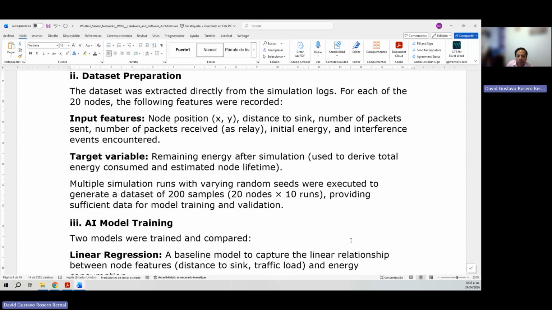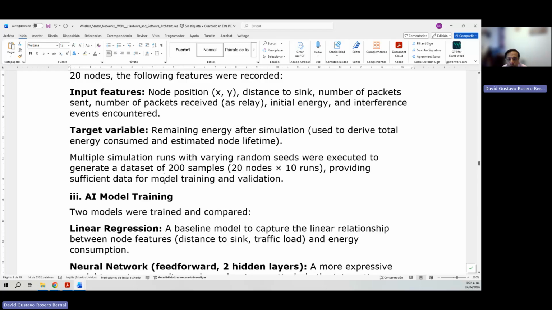For each of the 20 nodes, the following features were recorded. Input features: node position, distance to the sink, number of packets sent, number of packets received, initial energy, and interference events encountered. And the target variable: remaining energy after simulation, used to divide total energy. I have run multiple simulations varying the random seeds, so we have 200 samples for the data set.